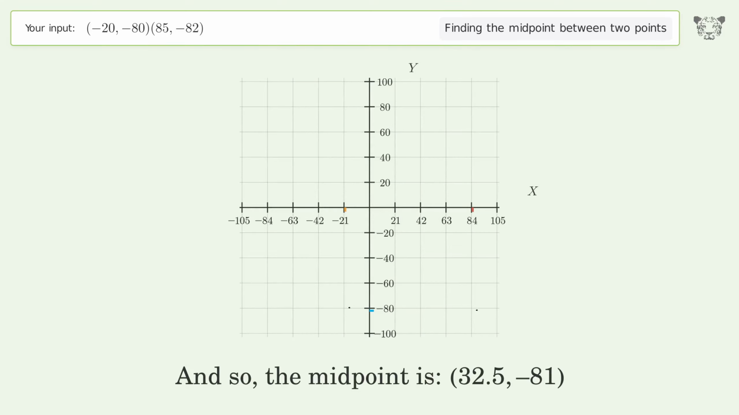And so, the midpoint is 32.5, negative 81.